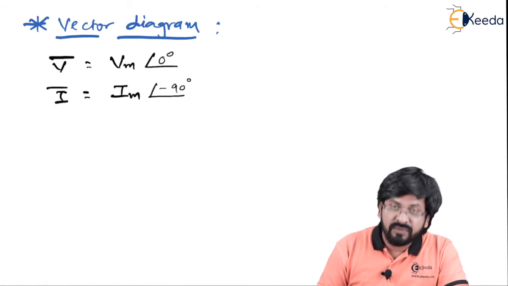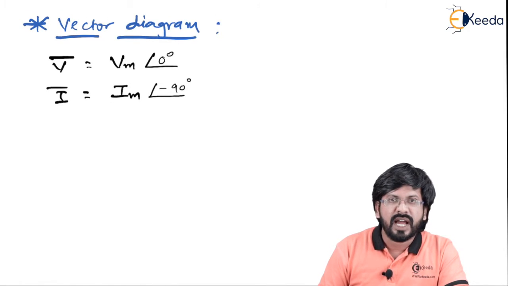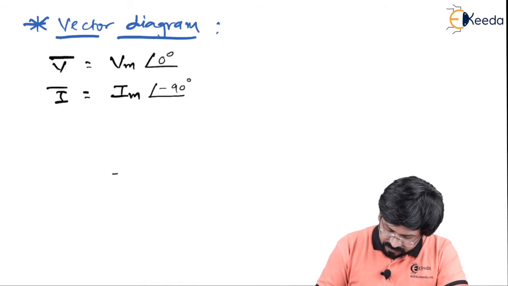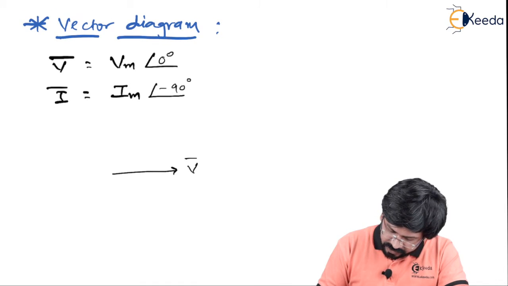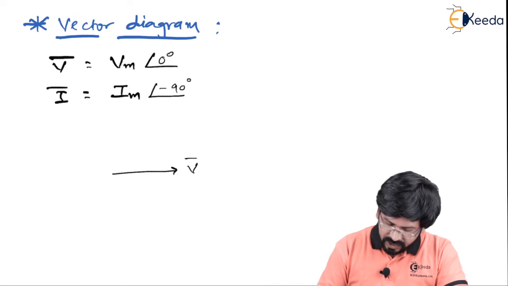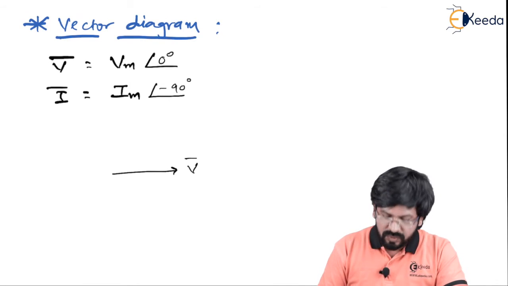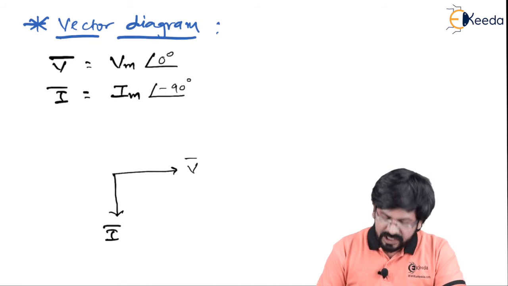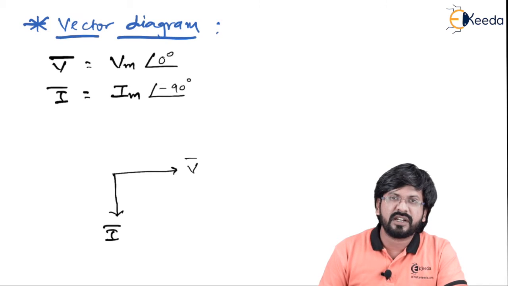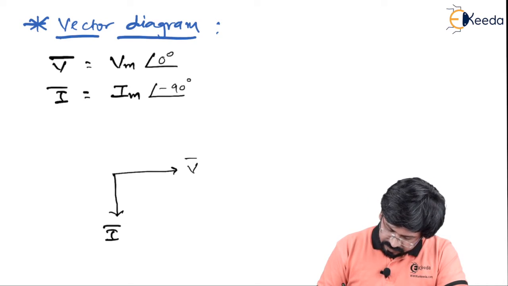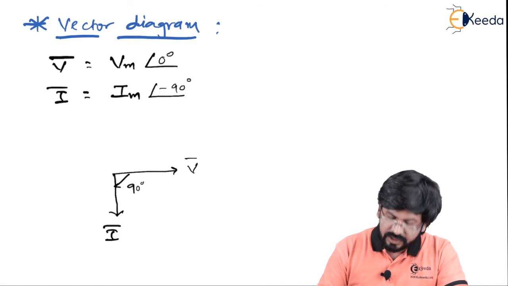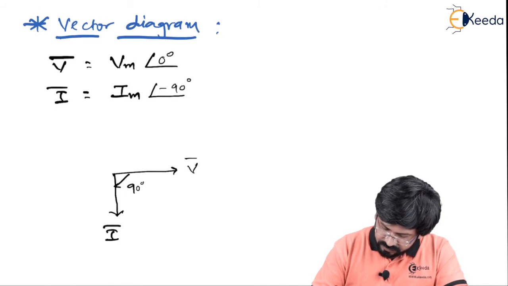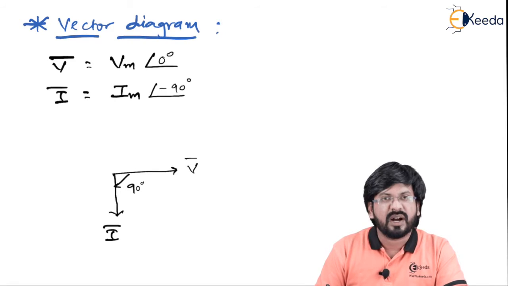Suppose I start drawing V vector, which has a phase equal to 0 degree. I can draw V vector like this, whereas as you can see, current is giving you minus 90 degree phase. Minus 90 degree means I have to draw it over here. Remember, if it would have been plus 90, I would have drawn the I vector on the upper side. The phase angle is 90 degree.